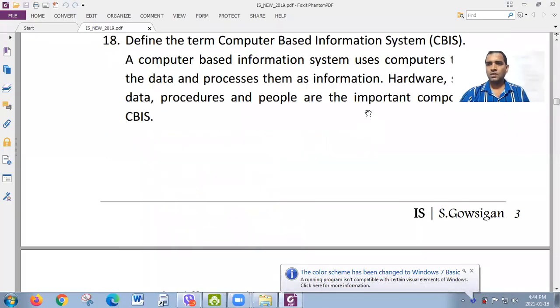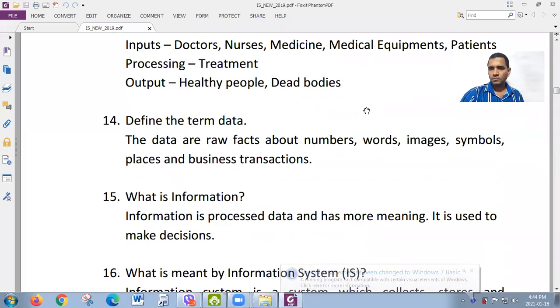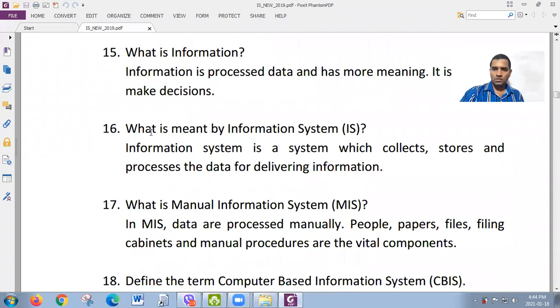Right, before we take those differences, have a look at these things. Right, look here. What is meant by information system? An information system is a system which collects, stores, and processes the data for delivering information. So I simply mentioned converting the data into information. That is more than enough. But here I have elaborated a little deeper. Collects, stores, and processes the data for delivering information, simply converting the data to information.